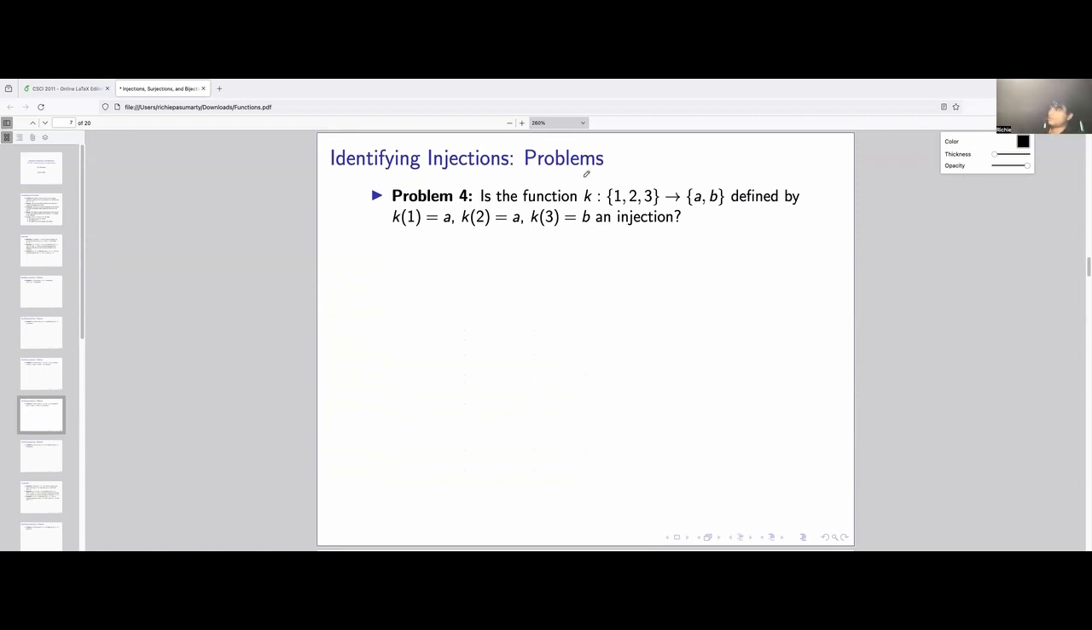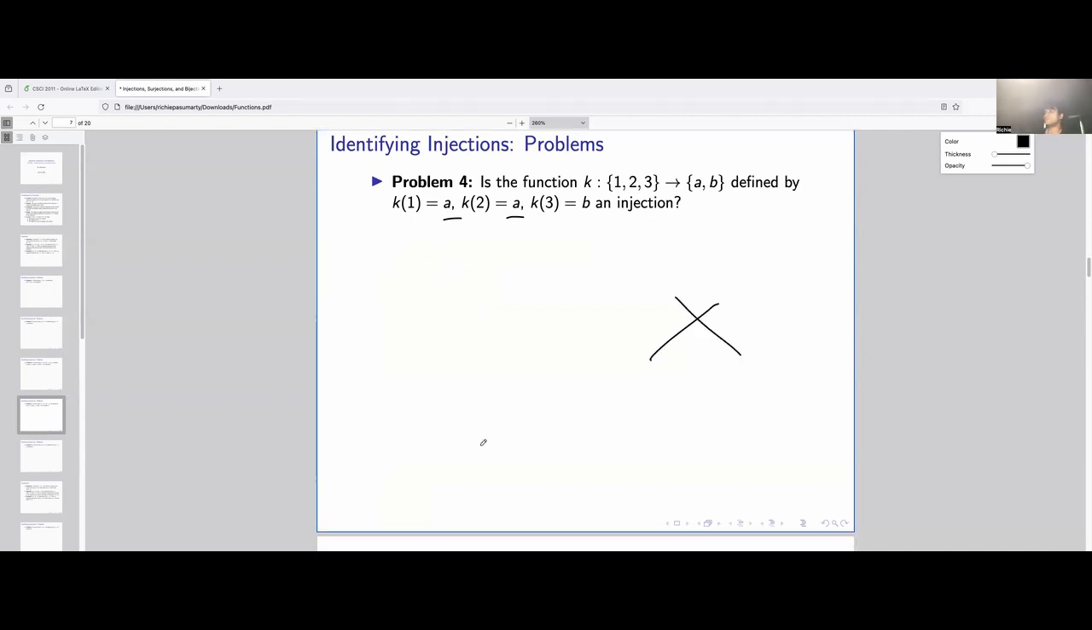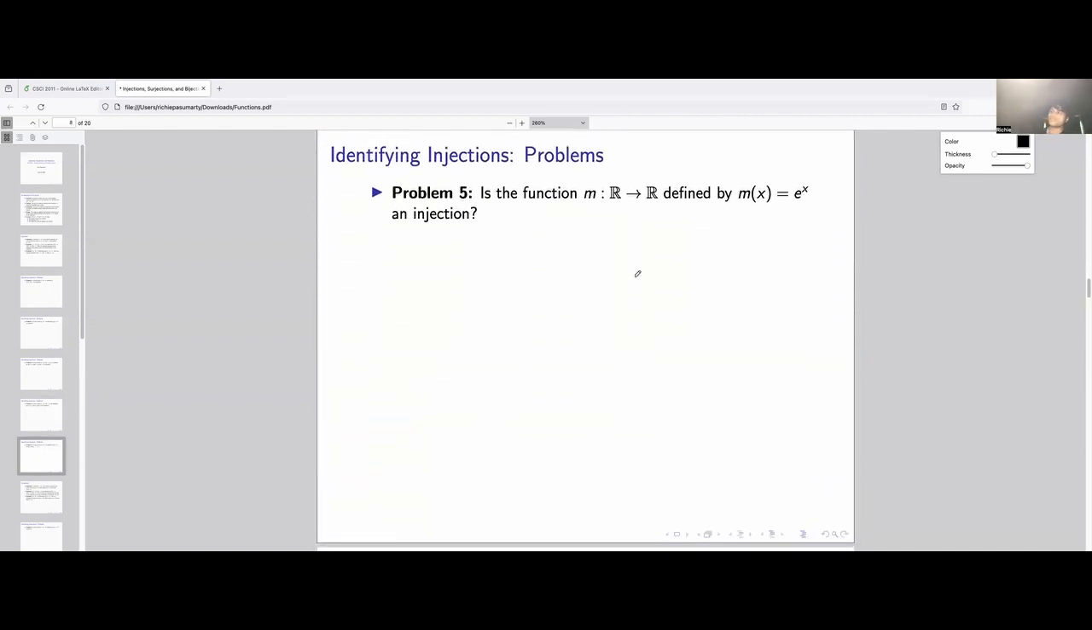All right, let's look at this one. Is this an injection? Okay, so the answer here is no, right? Because for the output value of A, 1 maps to it and 2 maps to it. So I can't uniquely determine what maps to it. So this is not an injection. All right, let's look at this one right here.